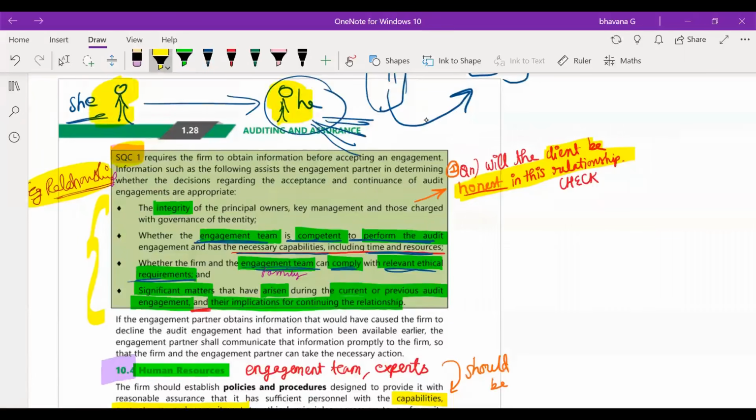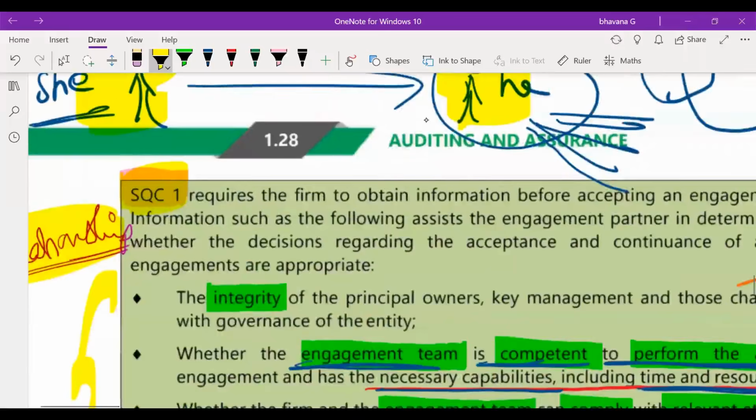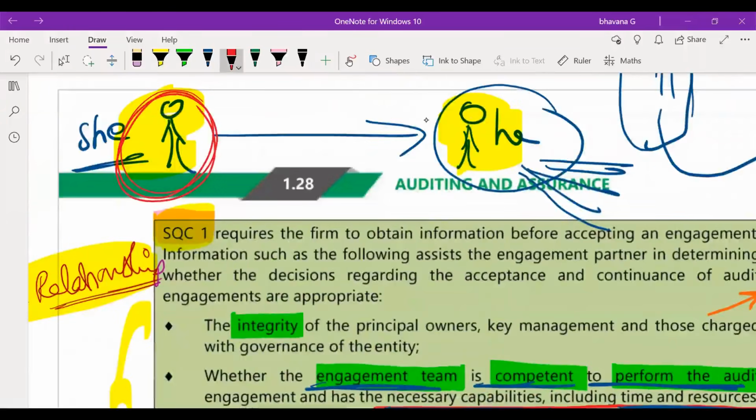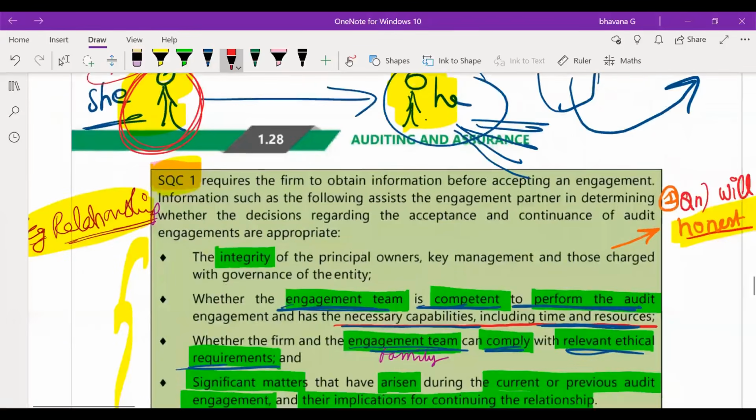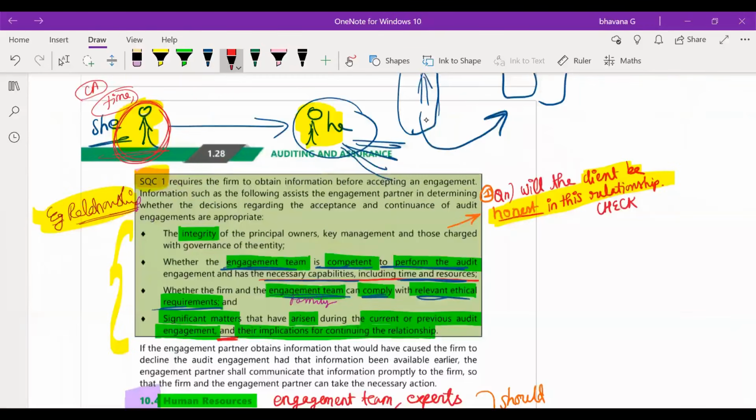honest or not. Once you have checked that, you must see whether right now you are ready to get into a relationship, whether you have the time, whether you have all the needed capabilities. Suppose now you are studying CA. Do you have time for all these relationship things? No, you won't. So you must see whether the engagement team, that is me, is competent to perform the audit. Okay, so that I have to check. That is the second point.